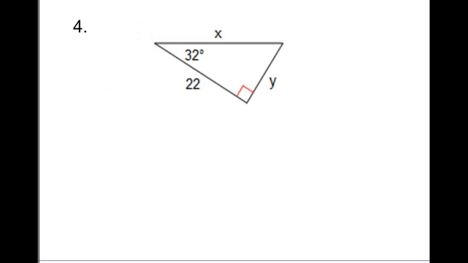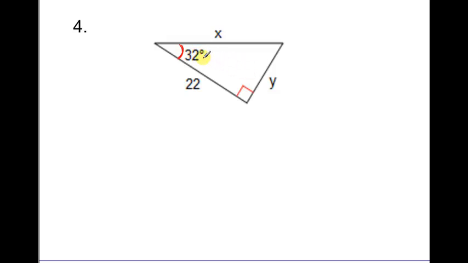Next one. Where is our angle of perspective? It's the 32. I just saw this. We have two unknowns. How are we going to do this? Same thing. We're just going to identify our parts. We can do this. So x, y, and 22.